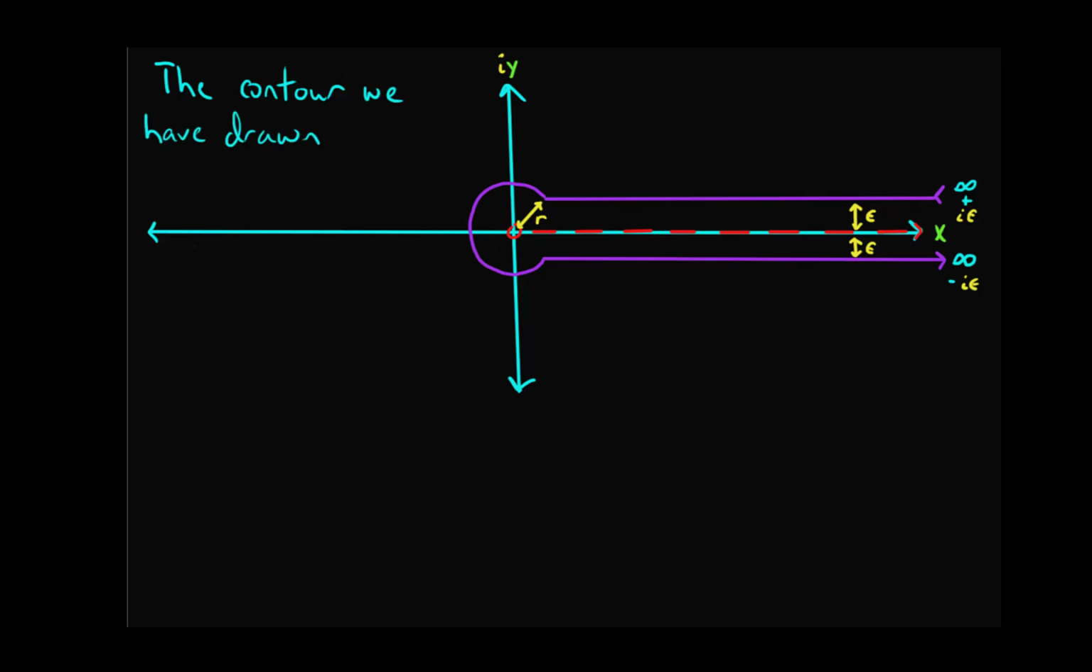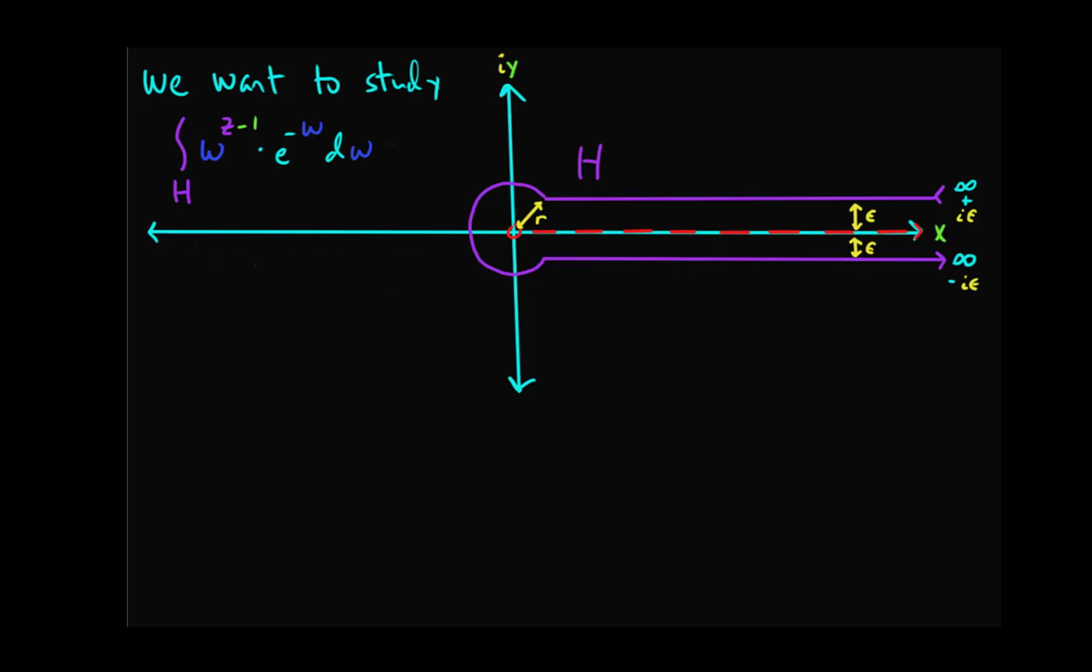Now this contour that we've just drawn here is very important in complex analysis, and it's named after the mathematician who first published on it and demonstrated its importance for the theory of the gamma function. This is called the Hankel contour. So I'll label this contour capital H in honor of Hankel. And we want to study the behavior of the contour integral along H of the function w^(z-1) times e^(-w) dw, taking the limit as epsilon and r both tend to 0.